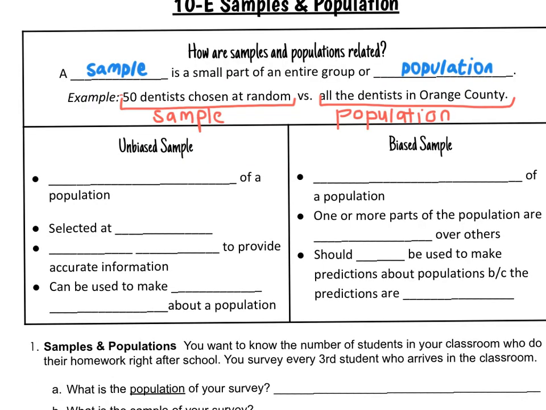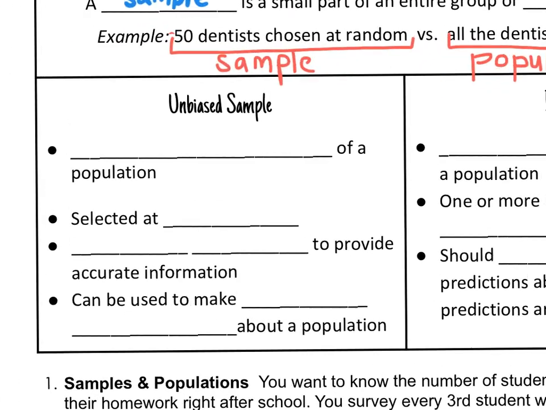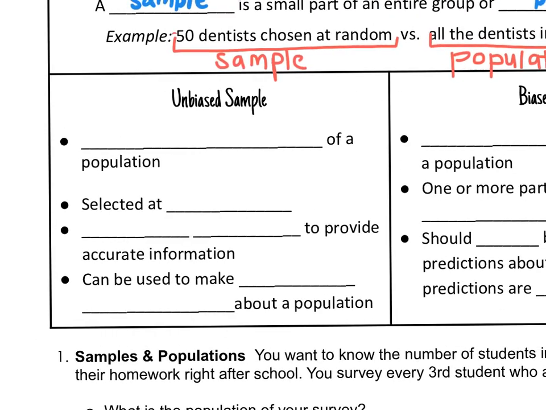Okay, so now we're going to take a look at two different types of samples. We have an unbiased sample versus a biased sample. So first let's focus on the unbiased sample. On the unbiased sample, the first bullet, I need you to write that it is representative of a population. So the sample represents the population we're looking at. For the second bullet, it is selected at random. So please write the word random right in there.